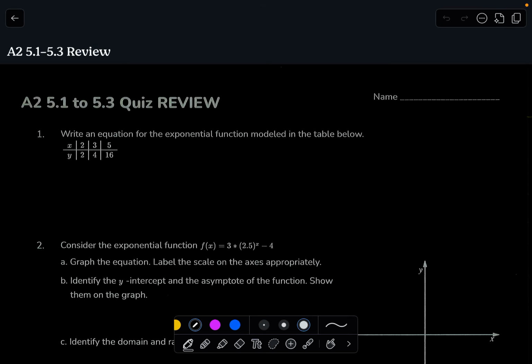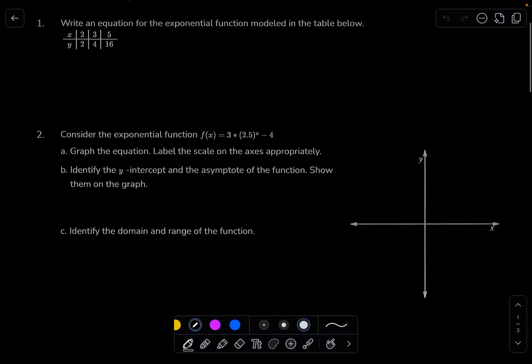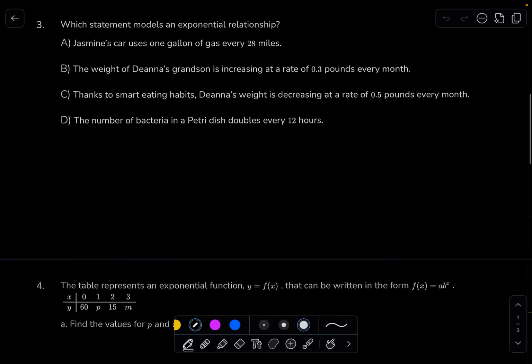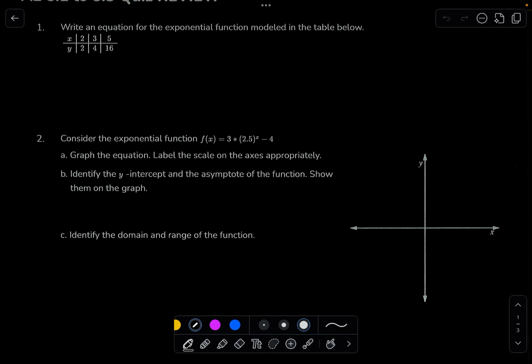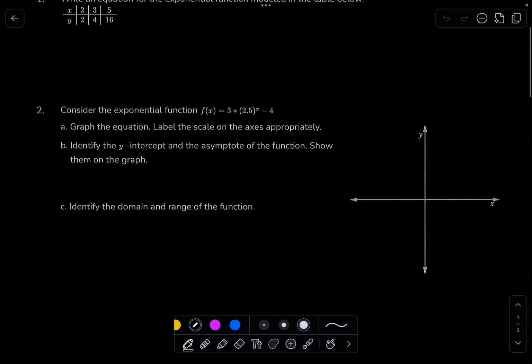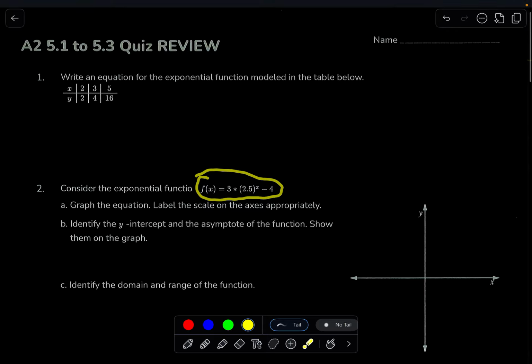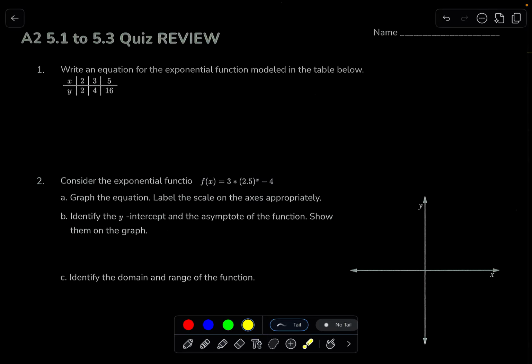This is Mr. Eggleston, and this is the 5.1 through 5.3 review for the quiz coming up this coming Thursday. The quiz has 5 questions. One of the questions is going to be, given this function, graph the equation, so you're going to have to come up with the graph. This one is to write an equation of the exponential function model in the table below.